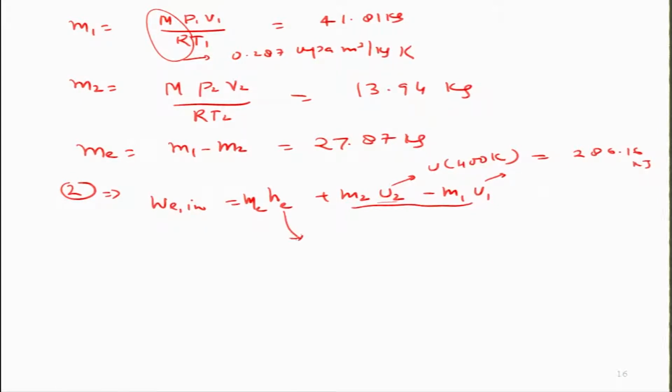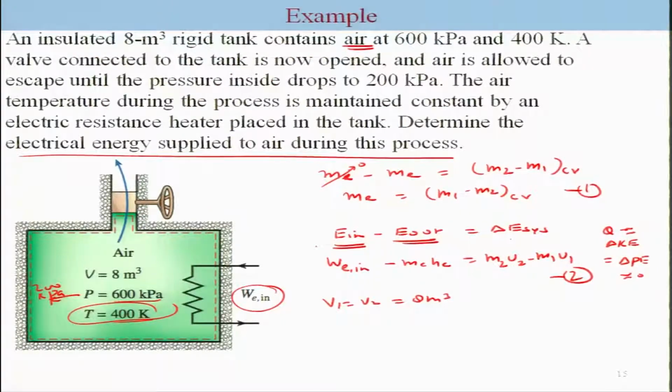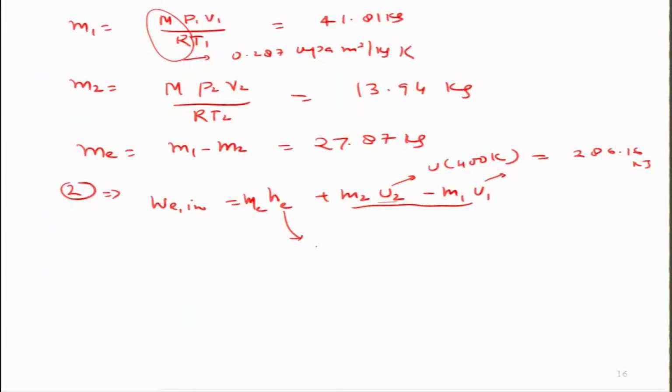Similarly, h e is basically the enthalpy, which can be approximated as the enthalpy of the air at 400 Kelvin, because the temperatures are fixed for the air, and this we can also get from the table. So, with this information and with the value of m e which we have calculated, and we know m2 and m1 as well, this value W in comes out to be 3200 kilojoules.